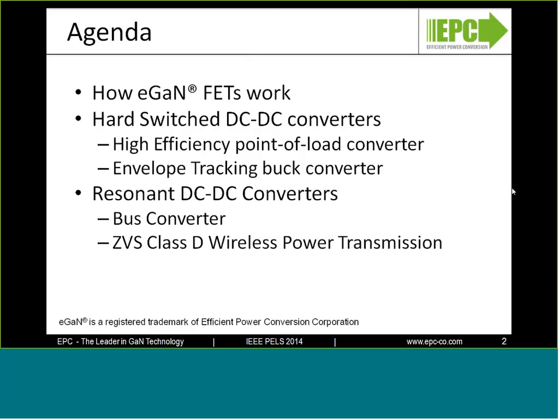Then we'll take you into resonant DC to DC converters. The two examples that we'll give you are a bus converter, which is a very popular type of DC to DC converter used in servers and telecommunications equipment. And then we'll get into a new topology, the ZVS Class D topology for wireless power transmission.